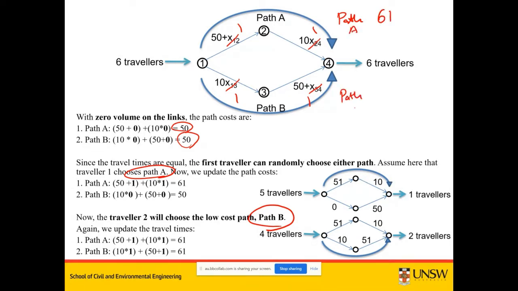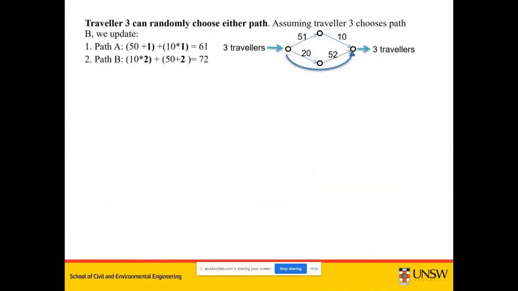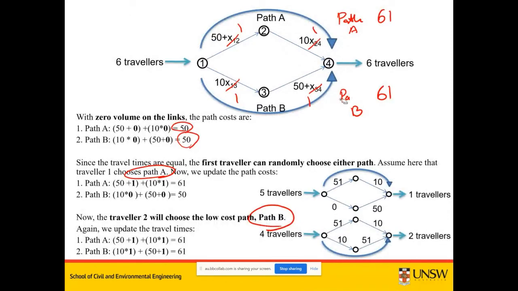And path B would be 10 plus 51, again, it's 61, right? So they become again equal. So now again, if I incrementally increase the loading, now imagine I load another person, the third person. Person number 3 wants to enter the network. Which one he or she chooses, A or B, doesn't really matter. They have the same travel time. So the traveler will probably randomly choose A or B. Let's assume the person chooses B.